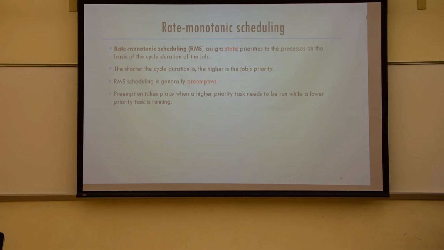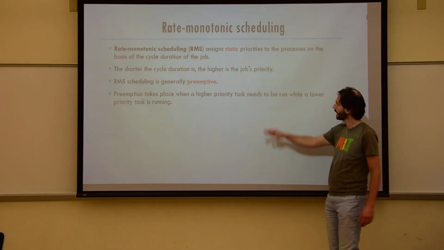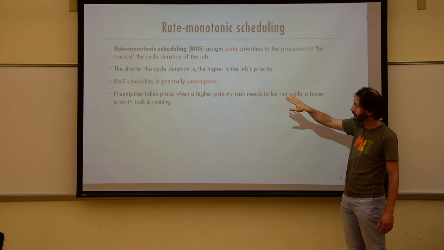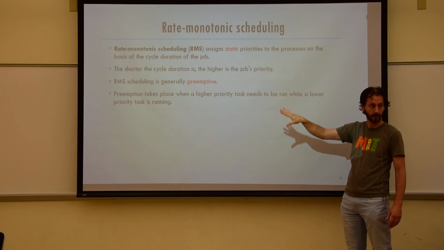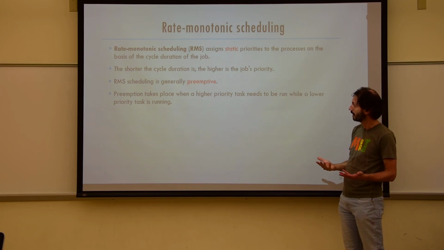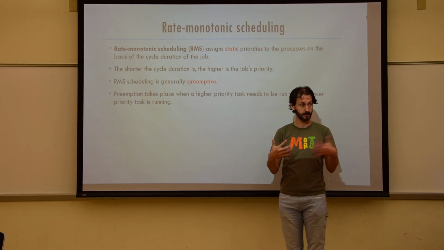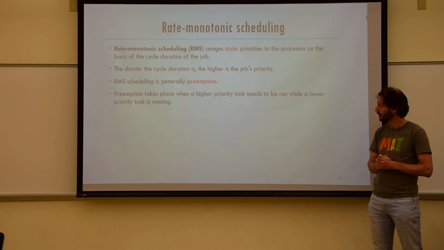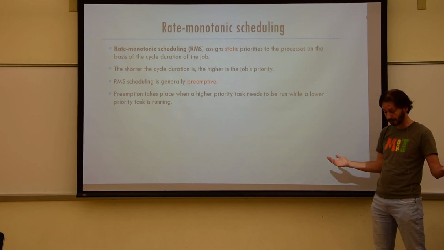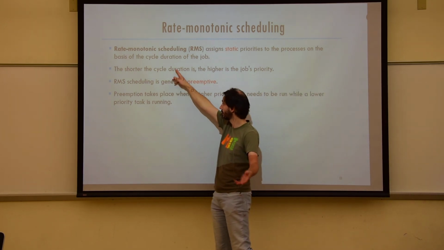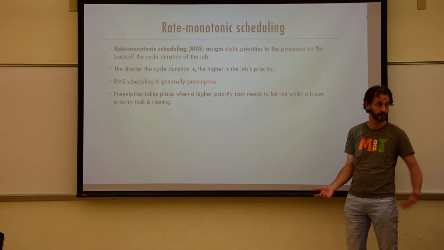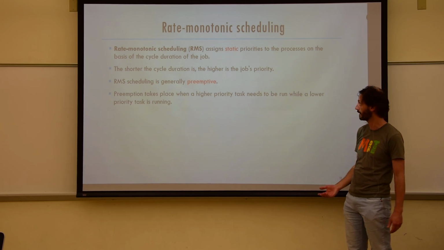So about rate monotonic scheduling. Again, you assign, in this case, static priorities to the processes on the basis of the cycle duration of the job. So the shorter the cycle duration is, so for example I have a task that needs to be called, say, every 10 milliseconds or something like that, and you have another task that is executing every 20 milliseconds, then you would prefer to finish the one with the 10 milliseconds faster.